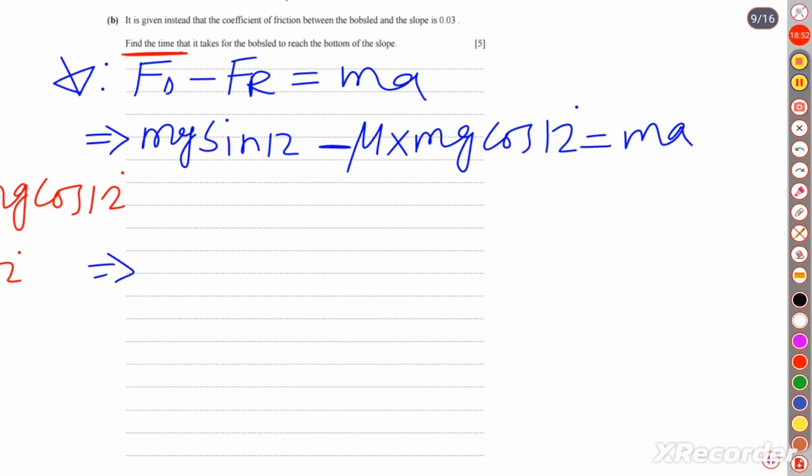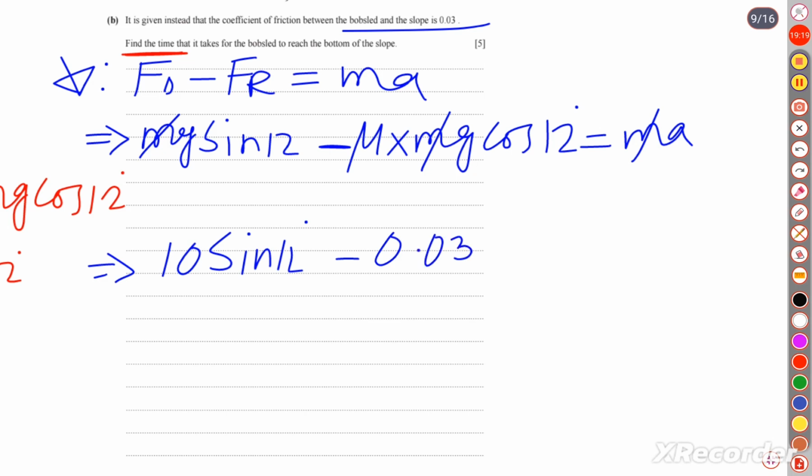Then let us simplify this. M can be ignored from everywhere because it is common on every side. So g sine 12, where g is 10. That means acceleration due to gravity into sine 12 degrees minus mu, where mu is the frictional coefficient. They have given us that the frictional coefficient is 0.03. So 0.03 into g, which is 10, cos 12 degrees, equals the acceleration.